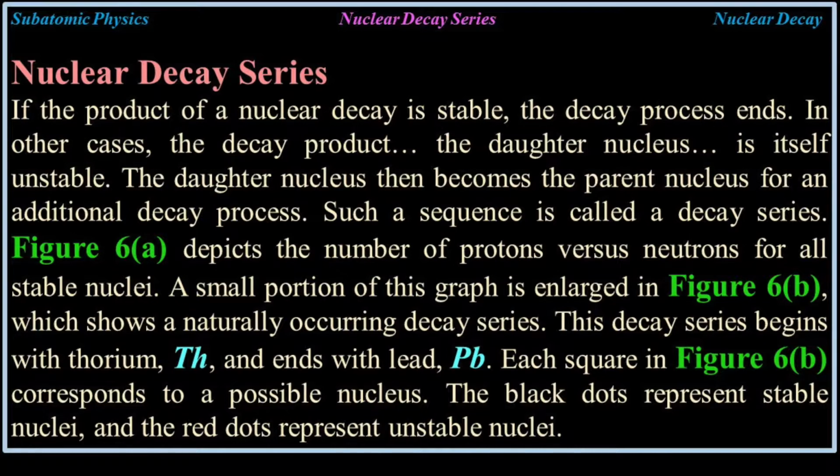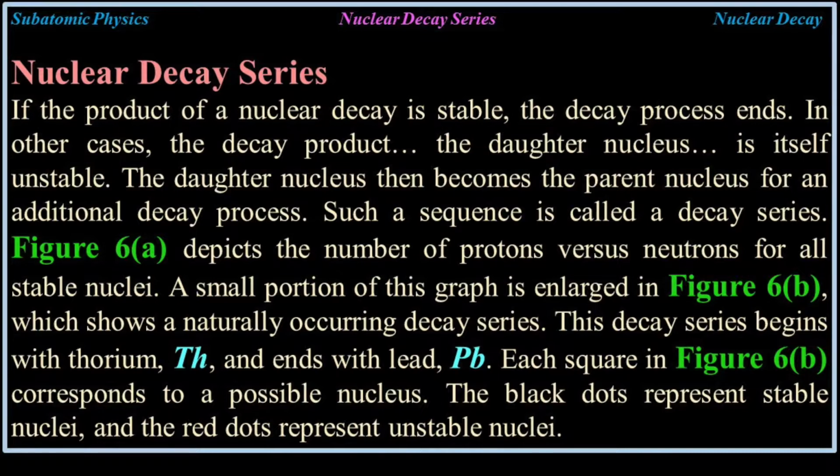Nuclear decay series. If the product of a nuclear decay is stable, the decay process ends. In other cases, the decay product, the daughter nucleus, is itself unstable. The daughter nucleus then becomes the parent nucleus for an additional decay process. Such a sequence is called a decay series.